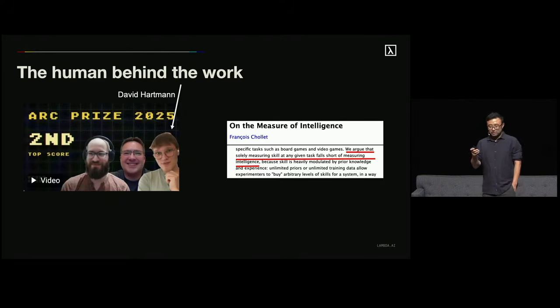That's one of my favorite things I want to quote here. It says, solely measuring skill falls short of measuring intelligence. I think my point here is the opposite is also true. Solely measuring intelligence will fall short of measuring skill. You need both to make scientific progress. Thank you.